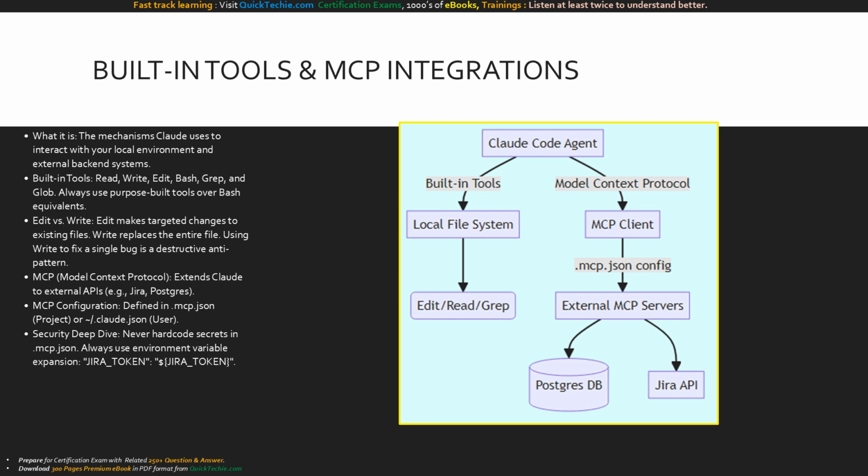Always use environment variable expansion to securely pass secrets like $JIRA_TOKEN. This architecture diagram maps Claude Code's capabilities. On the left, built-in tools interact safely with your local file system. On the right, the MCP client acts as a secure bridge, reading the .mcp.json config and safely communicating with external systems like Postgres or Jira.